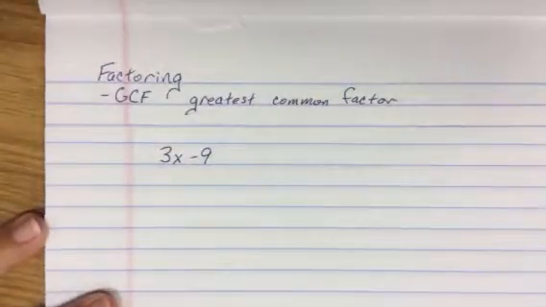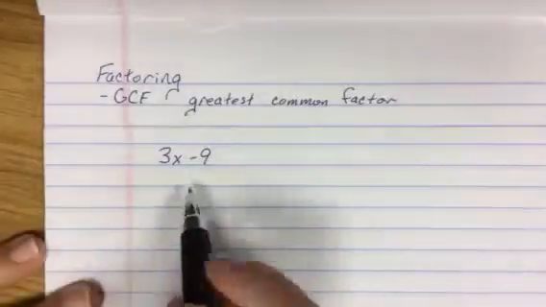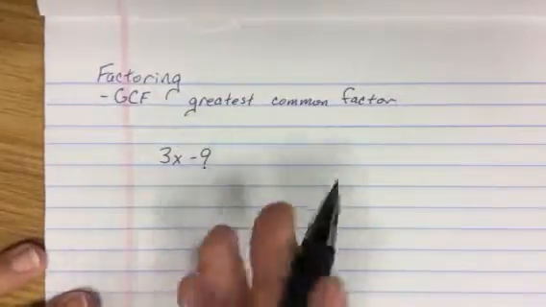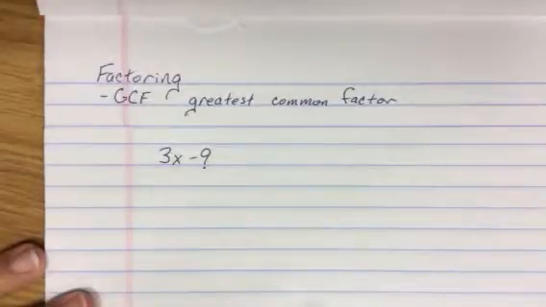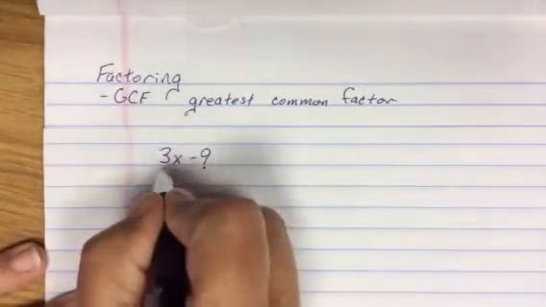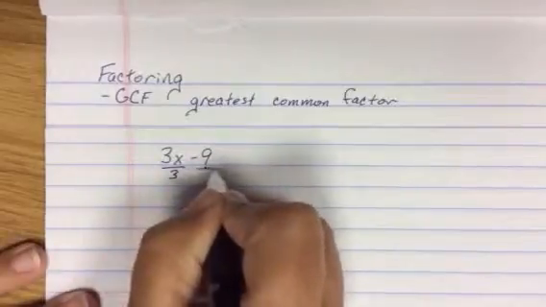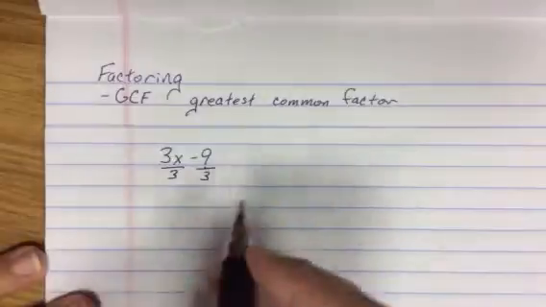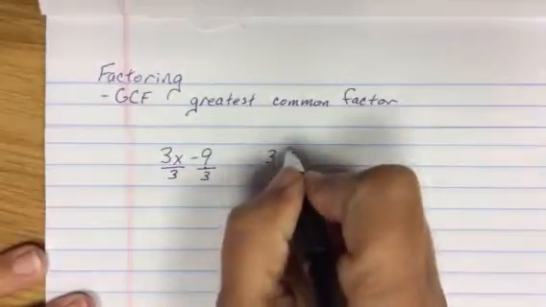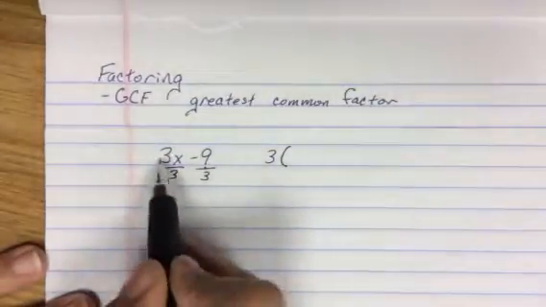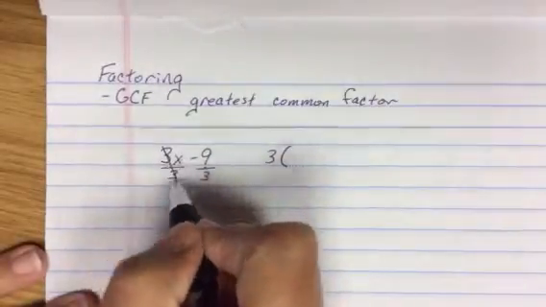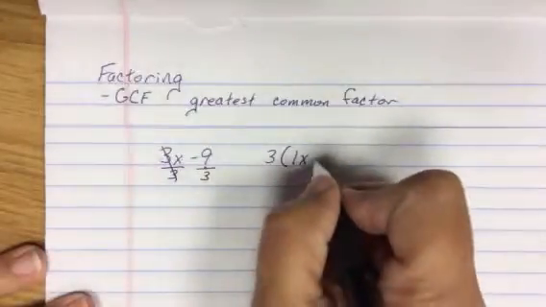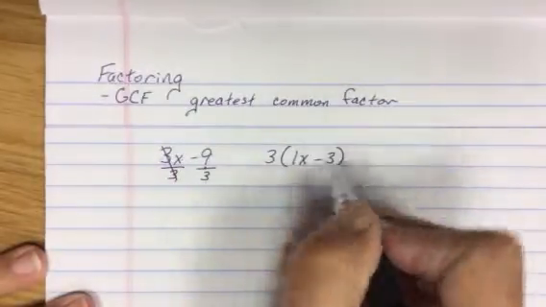When we look at this expression, I look at the 3x and I look at the 9. I look at the terms. Is there something common that can be factored out of both? And the answer is yes. I can divide both of these by 3, because that's what it is when you factor something out, you are dividing by it. So what I divide by comes to the front. 3x divided by 3 leaves you 1x, and 9 divided by 3 leaves you 3.